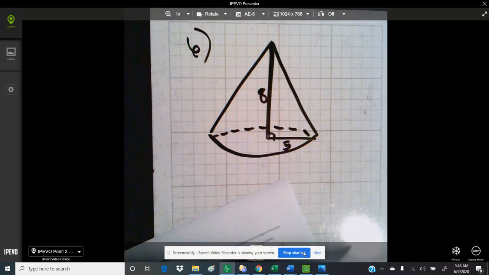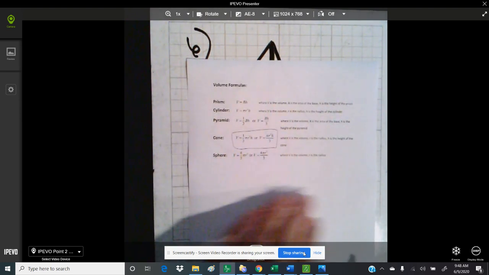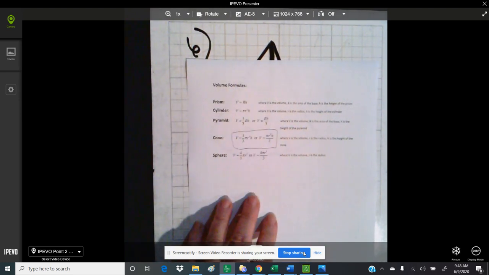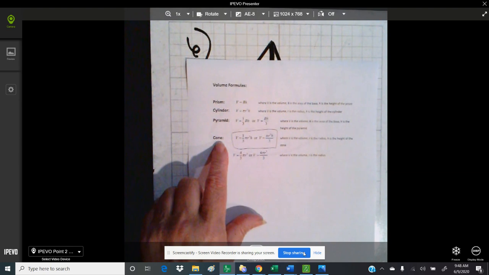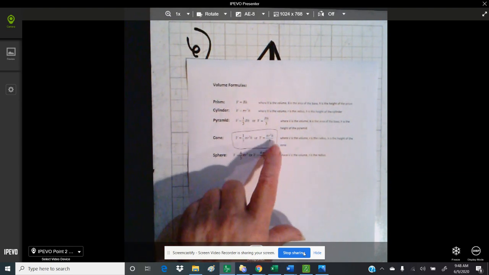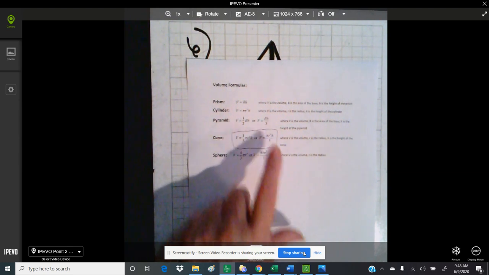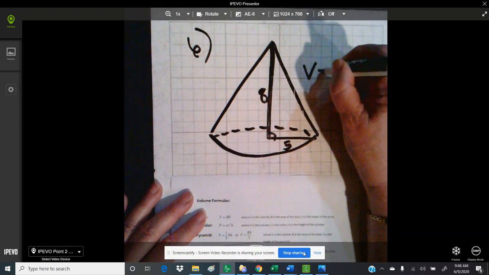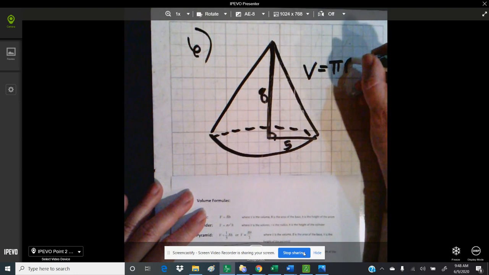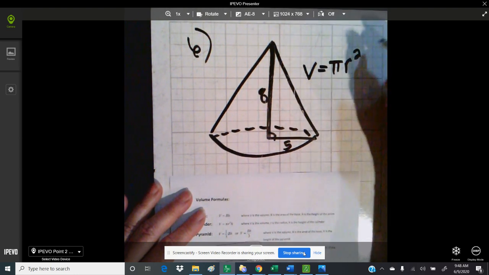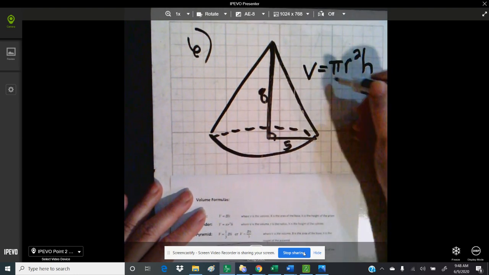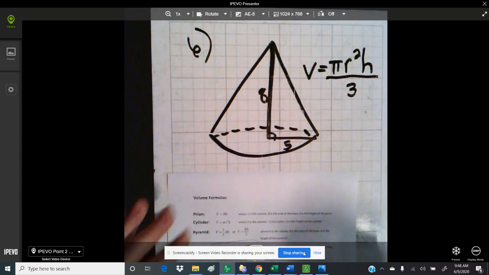So if you go to your worksheet here, your formula sheet, you see a cone is either this formula or this formula. You can use either one. I find the second one a little bit easier to use, so let's go ahead and write that one down. So the volume is pi r squared h, where r stands for the radius and h is the height of the cone, and you're going to divide that by 3.